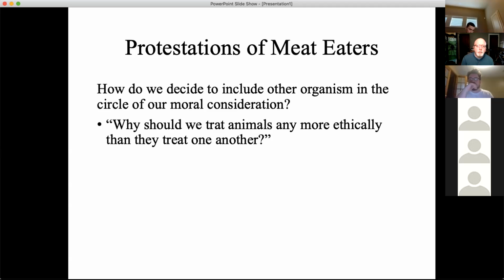So why should we treat animals any more ethically than they treat one another? This is one of the protestations that meat eaters will trot out. Well, animals are out there not asking one another, why should we not kill them and eat them? What do you think about this particular argument? What are the problems with this argument? This is something that critically thinking students should be good at, finding holes in other people's arguments.